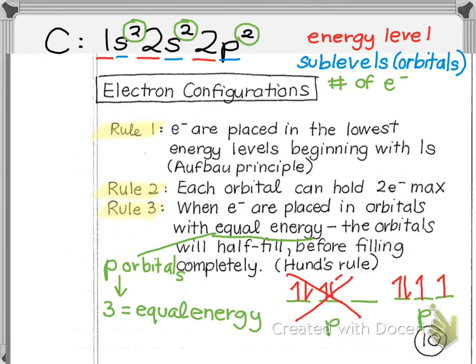So here, I'll put a 4th one there so they both have 4. So what Hund's rule is saying is they're not going to go 2 in one, then 2 in the next, and 2. They'll go 1, 1, 1, and then they'll pair up.